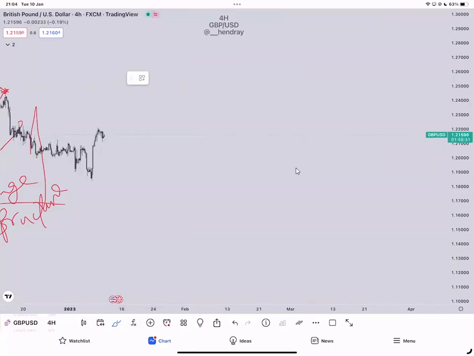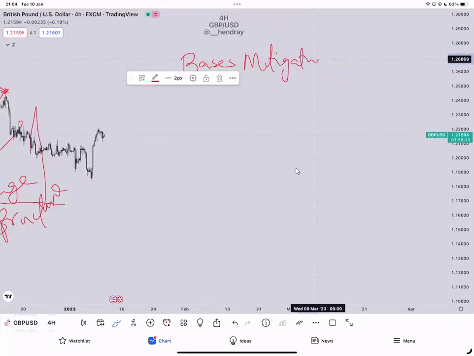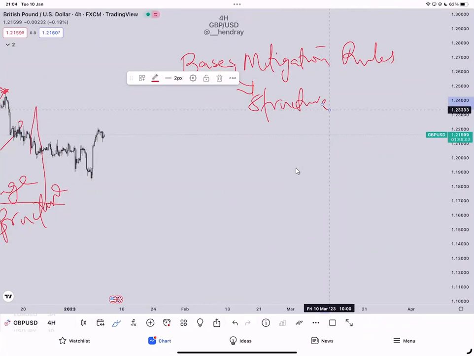So we call it structure mitigation rules. Since I have not taught basis, though I'll still teach basis tonight. Basis, imbalance, and time frame difference are the last things we'll be dealing with tonight. So, structure mitigation rules.